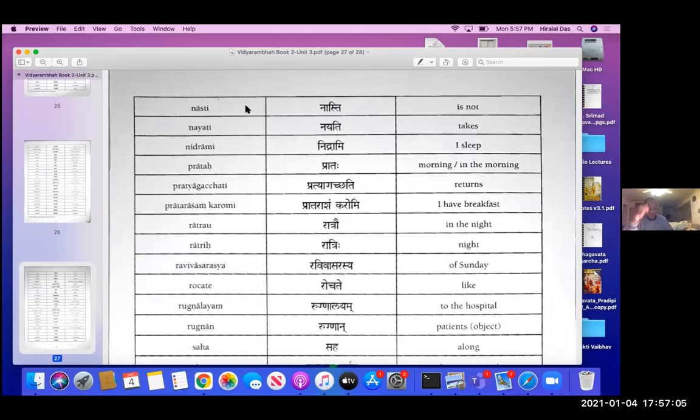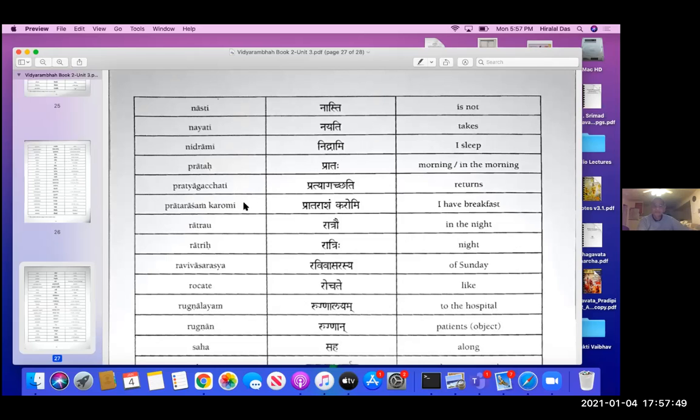Okay, Nihal. Can you see Prabhuji's arrow? Yes, you have to say from Nasti. Nasti is not. Nayati takes. Nidrami, I sleep. Pratyagachati, returns. No, no, this one. Pratah, morning, in the morning. Pratyagachati, returns. Okay. Next person.